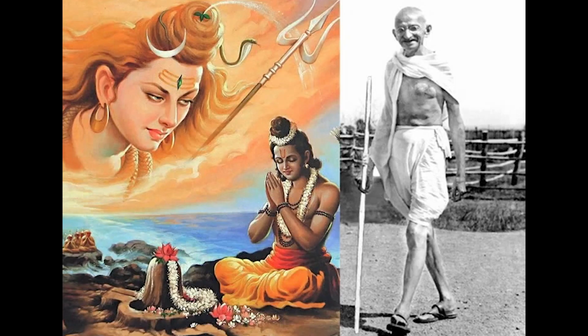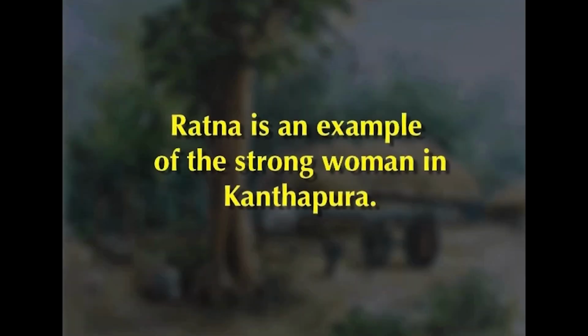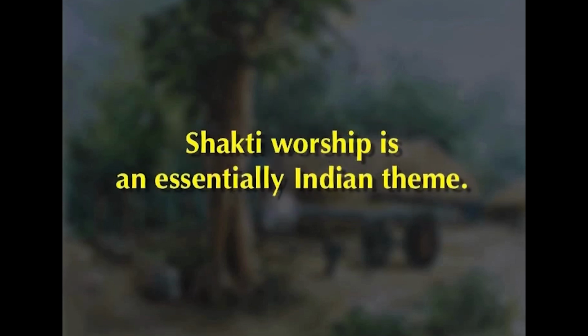Gandhi is referred to at different times as Shiva and as Rama, the two mythical characters in India. The Indian woman too is considered in various forms of the goddess Shakti. The Indian woman is not just portrayed as a docile being, but also as being firm. Ratna is an example of the strong woman in Kanthapura. Shakti worship is an essentially Indian theme. The treatment of the novel is also typically Indian.